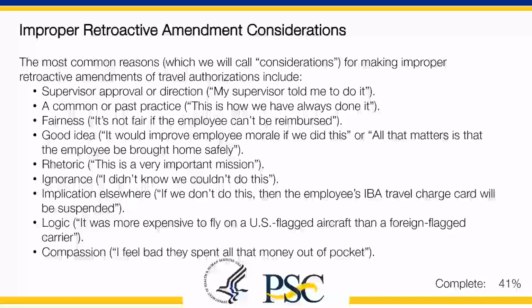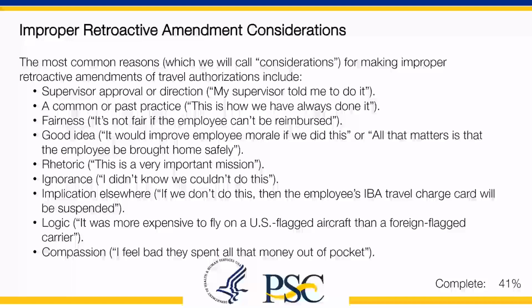The most common reasons, which we will call considerations, for making improper retroactive amendments of travel authorizations include: supervisor approval or direction. My supervisor told me to do it. A common or past practice, this is how we have always done it. Fairness, it's not fair if the employee can't be reimbursed. Good idea, it would improve employee morale if we did this, or all that matters is that the employee be brought home safely. Rhetoric, this is a very important mission.